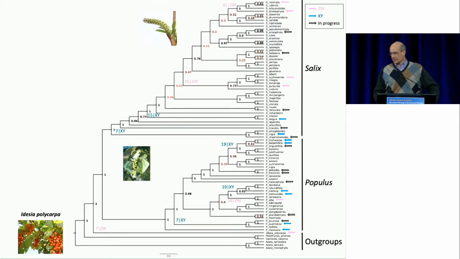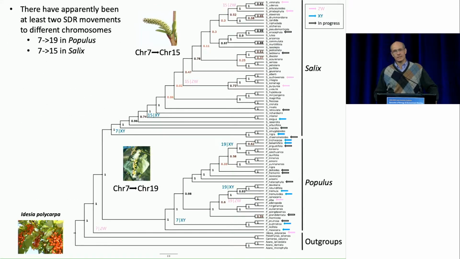So this is the progress so far of determining the sex determination loci. Those arrows on the right are species for which we've determined the sex determination system, both in terms of XY versus ZW, ZW being pink, XY being blue. And then the black arrows are still in progress. And then the chromosomal locations are on the nodes there.